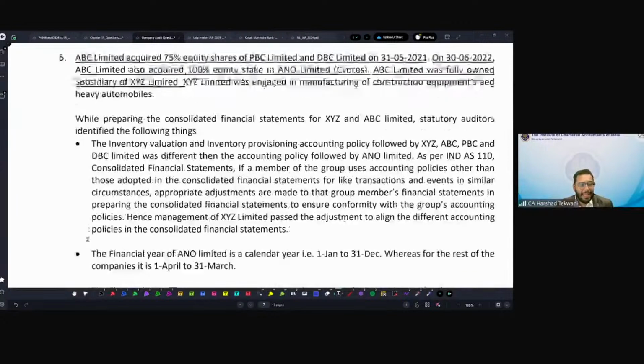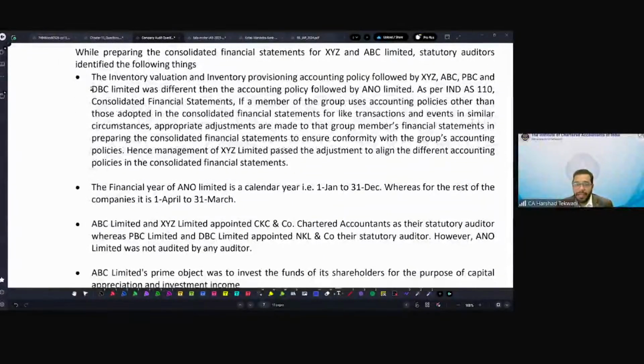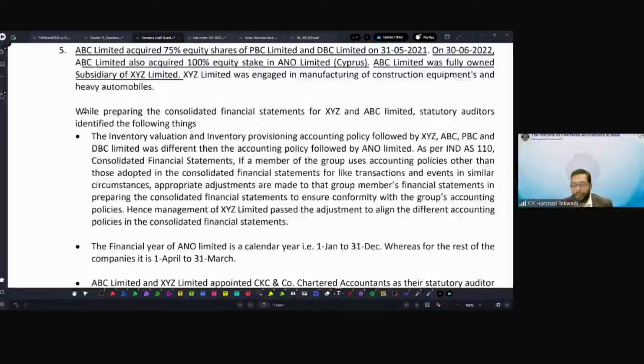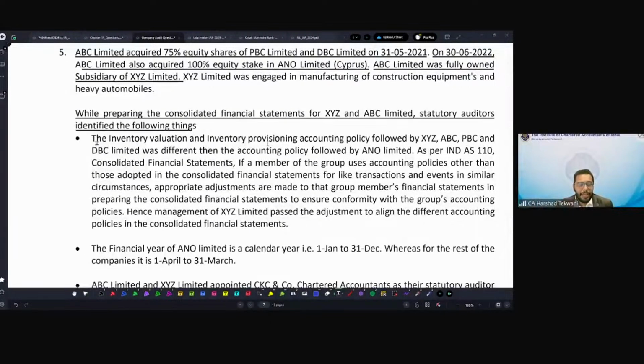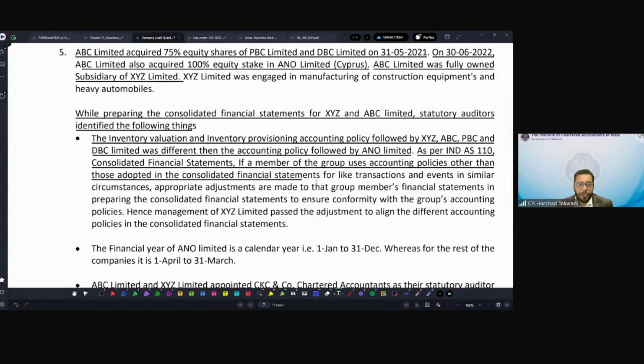While preparing the consolidated financial statement for XYZ and ABC Limited, statutory auditors identified the following things. The inventory valuation and the inventory provision accounting policy followed by XYZ, ABC, PBC, and DBC was different from that followed by A&O Limited. As per Ind AS 110, if a member of the group uses accounting policies other than those adopted in the consolidated financial statement for transactions and events in similar circumstances, appropriate adjustments are to be made to the group member's financial statement. That is the information given to you with respect to Ind AS 110.